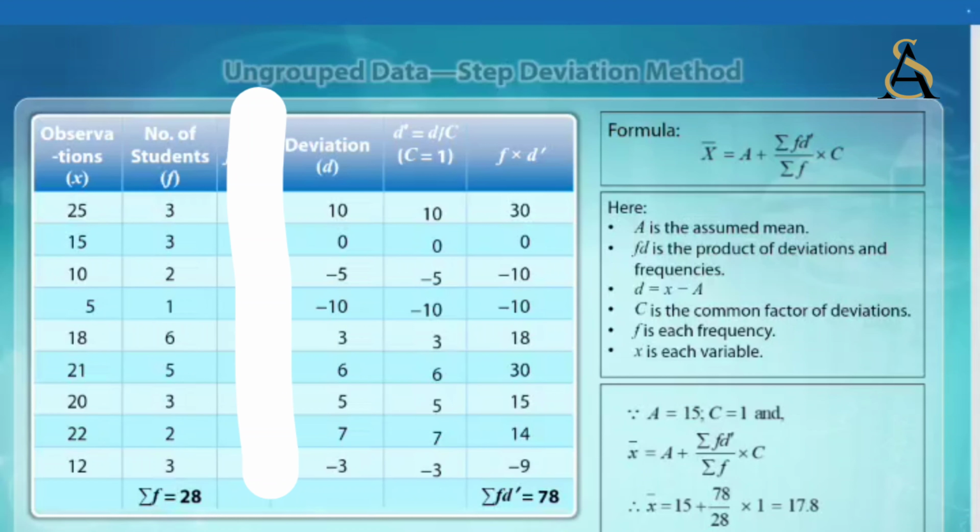We'll insert the values in the formula, which says x bar is equal to a plus sigma fd dash by sigma f into c. C here is the common factor of deviation in each of the frequency. So a is 15, c is 1, sigma fd dash is 78, sigma f is 28. We get the same mean as we have calculated under the shortcut method, 17.8.